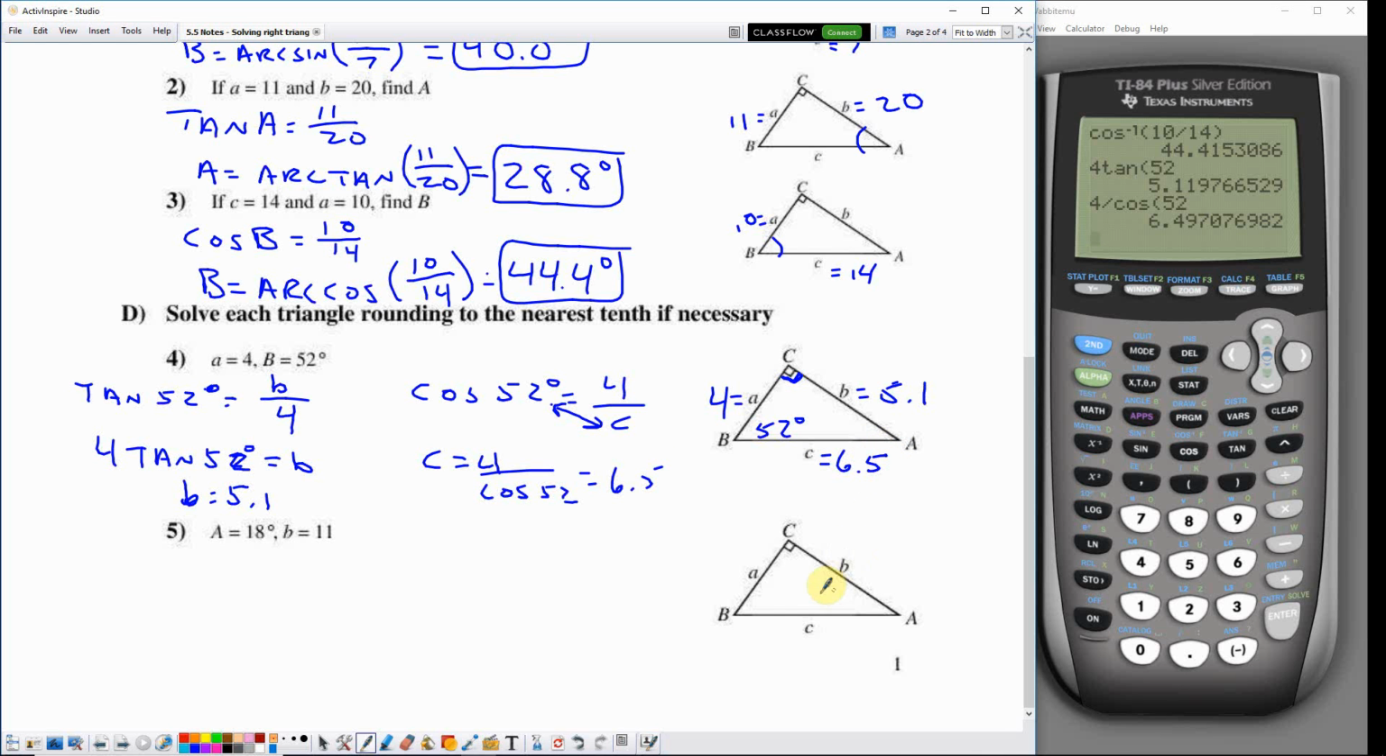The only thing left is to find angle A, and I can do that by doing 180 minus the 2 angles I know. A triangle always adds up to 180 degrees. 180 minus 90 minus 52 is 38 degrees. Okay, so the missing things that I've had to find: side B, side C, and angle A.